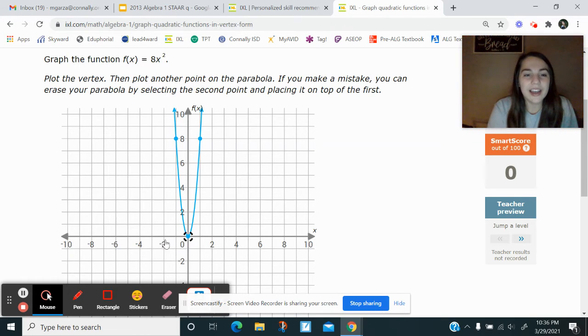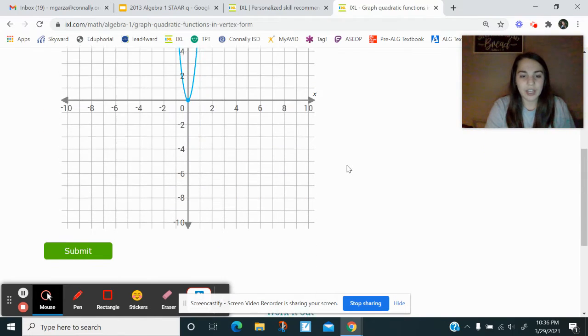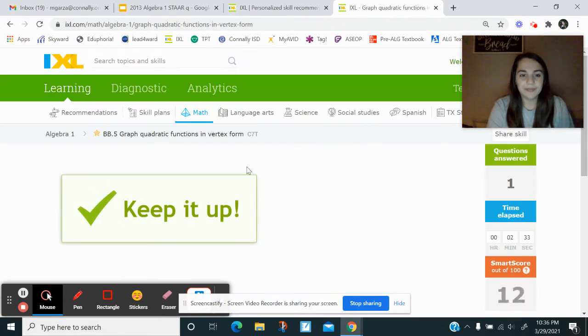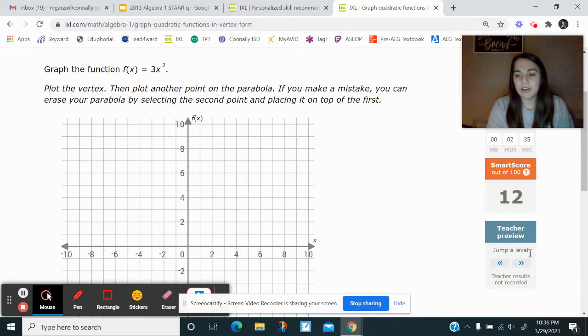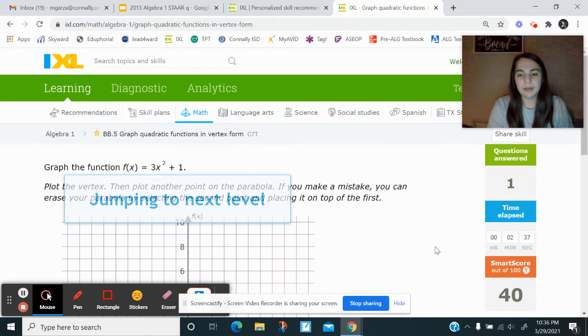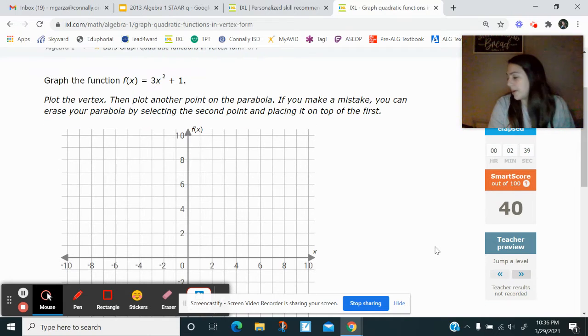But once I click here once and then there the other time, it makes my nice parabola for me. Because remember, it's U-shaped and it's perfect on each side. So let's go check this answer. We got it. All right, let me jump a level to get something a little bit harder for you guys. All right, here's one.